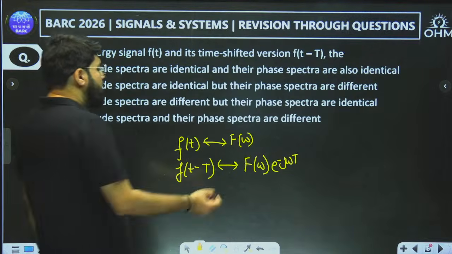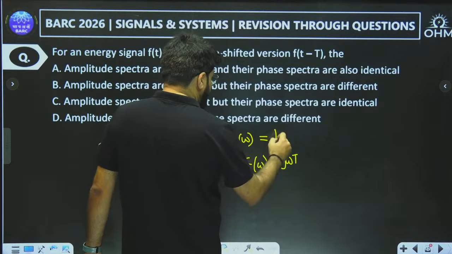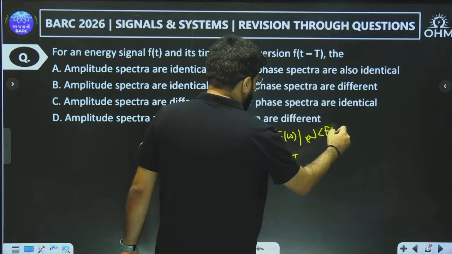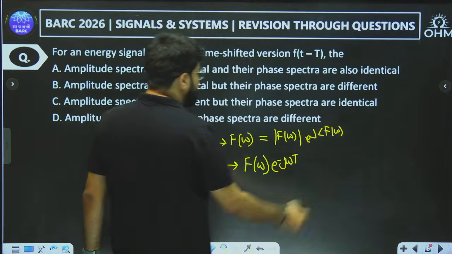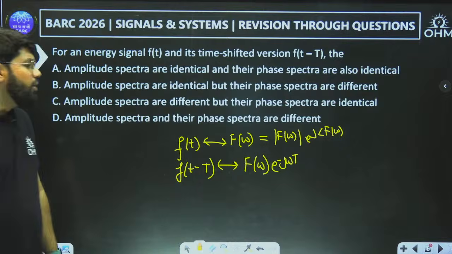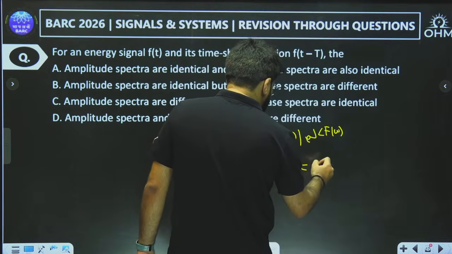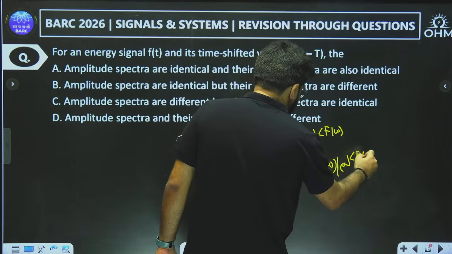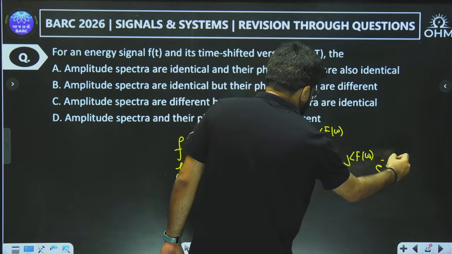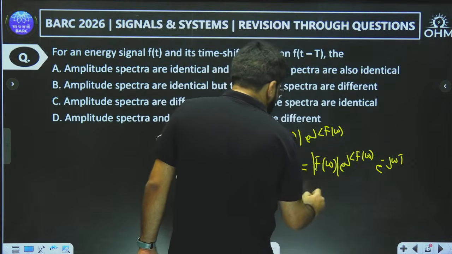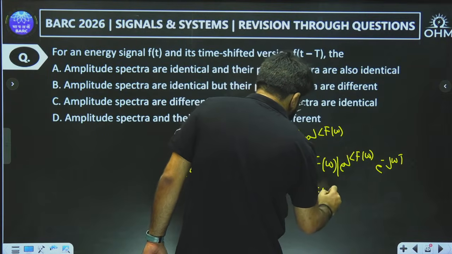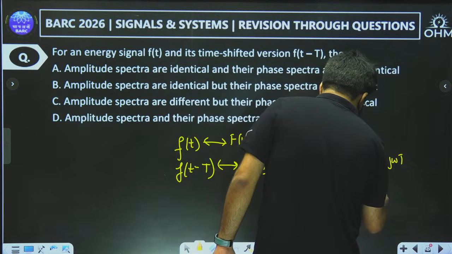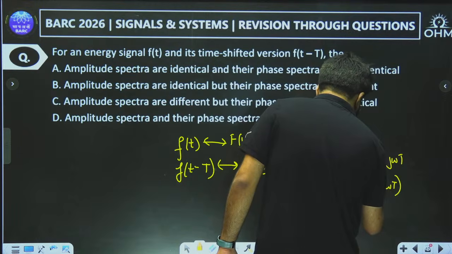Now if you want to understand the effect clearly, what is F(omega)? F(omega) is broken as modulus F(omega) e power j angle F(omega). This is the magnitude or amplitude spectra, and this is the phase spectra. Now if I substitute the same F(omega) here, it is modulus of F(omega) e power j angle F(omega) e power minus j omega t0. If you multiply the exponential terms, the net power is e power j times angle F(omega) minus omega t0.